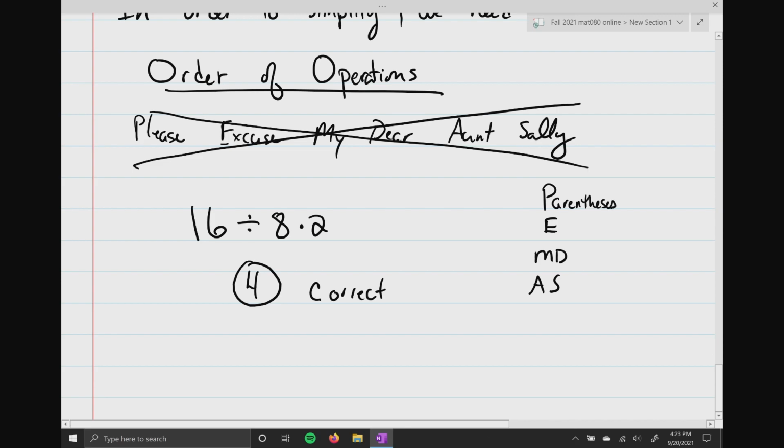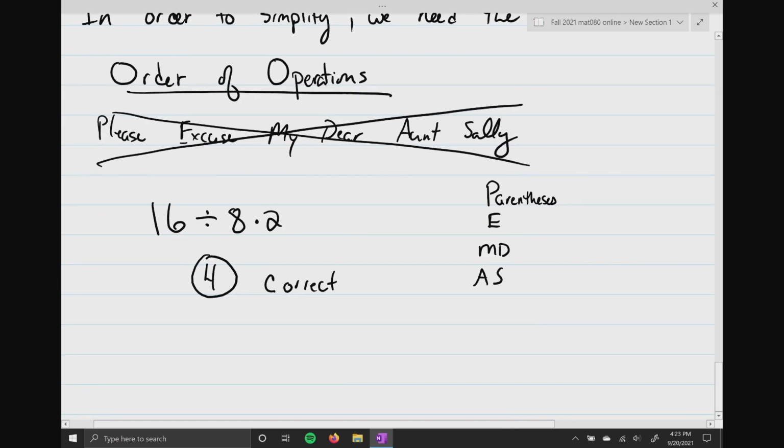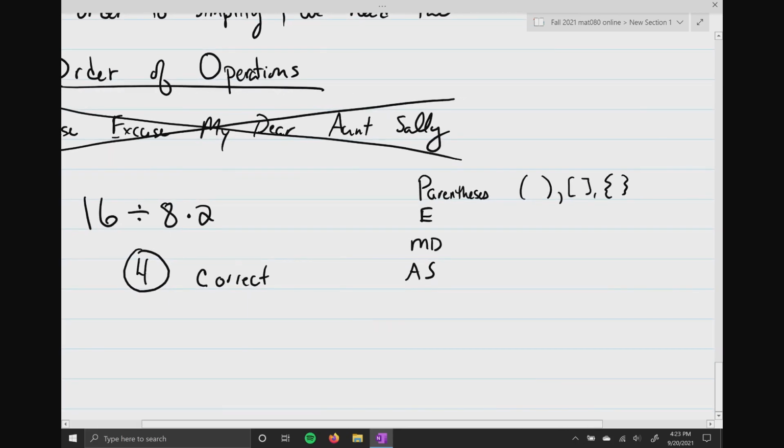Okay, and what we mean by that is we really mean all grouping symbols. So you're going to do whatever math operation is located inside parentheses, brackets, braces, and you're always going to look for the innermost, okay? So I'm going to put innermost here. And don't worry, I'll show you an example where that kicks in.